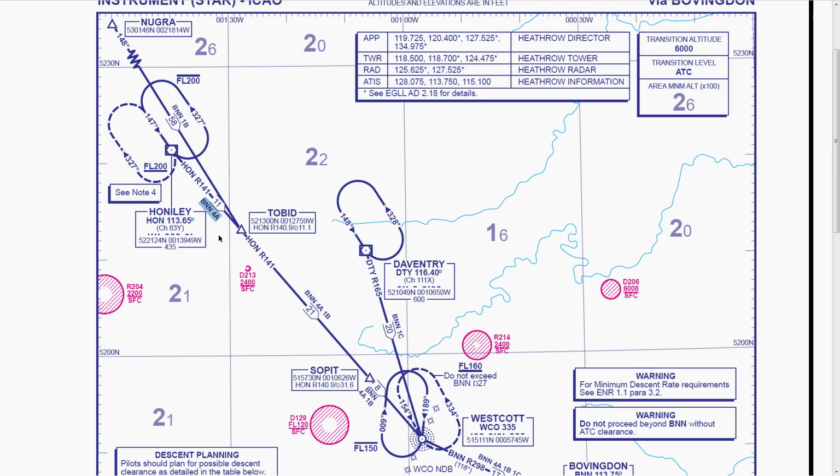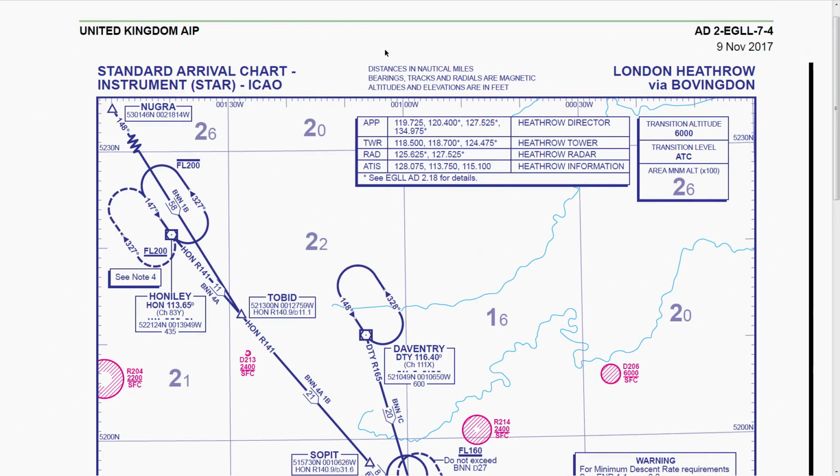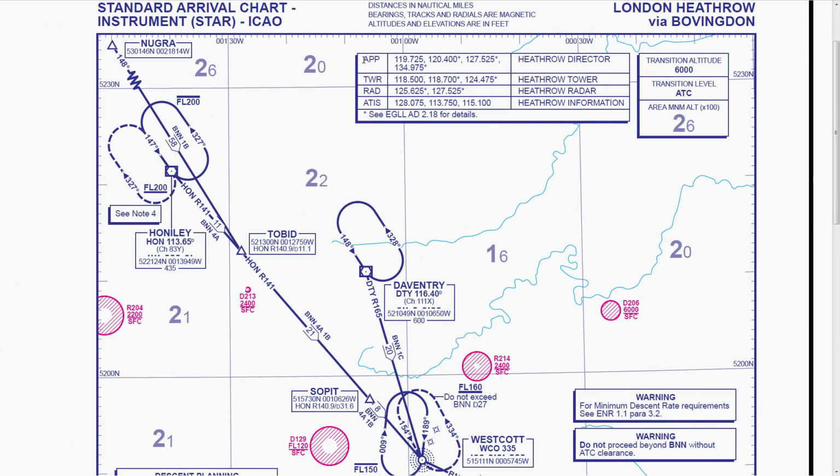So again, it's written just like a SID. And the information that is available is again just like a SID. So it says what it is, what the organization is that has approved it. So it's an ICAO approach. Distance in nautical miles, magnetic radials, tracks, altitude, elevation in feet. That's where you're going to. That's the Star via Bovingdon. Dates and that we don't have to worry about. Any information that we need.